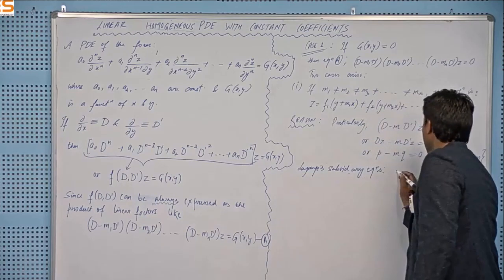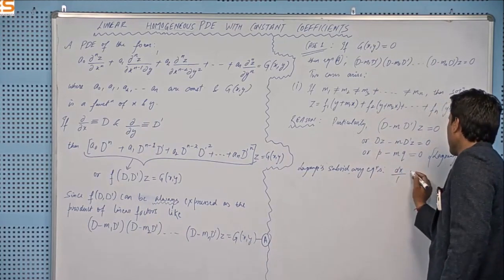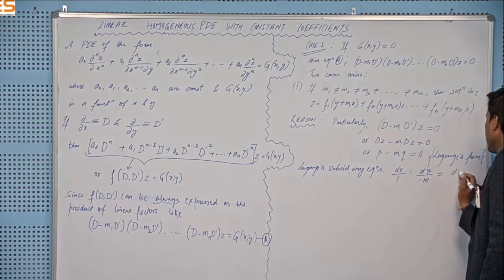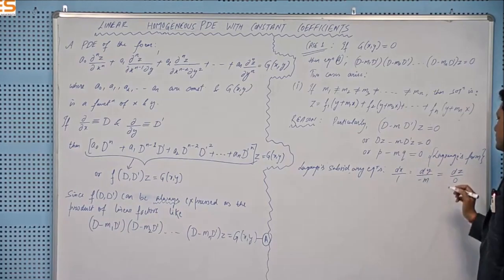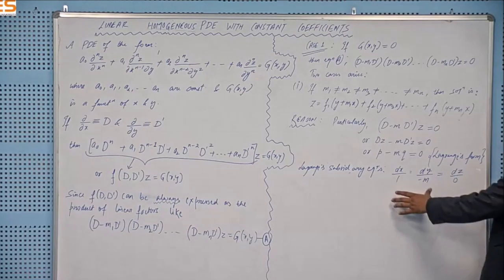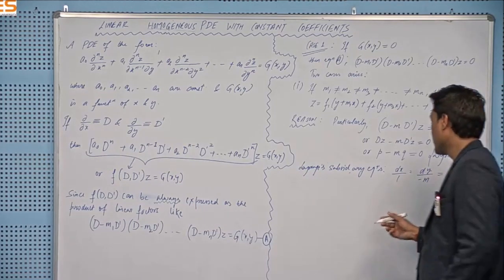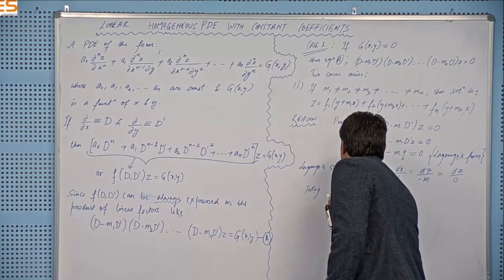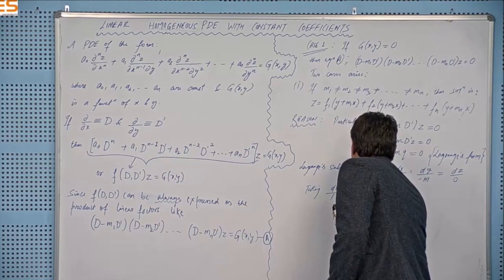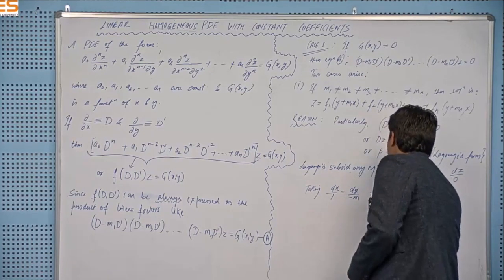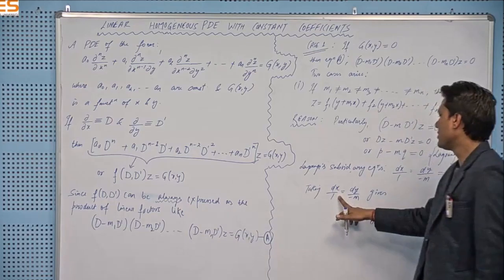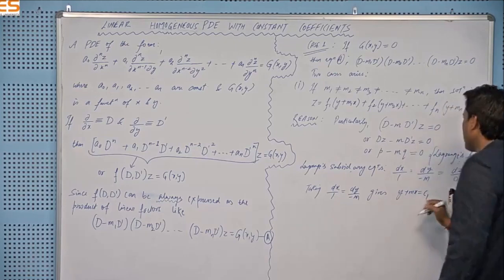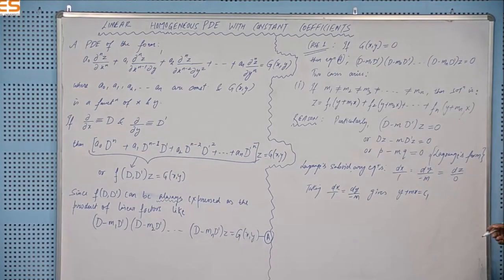equations, which are given by dx over capital P, which is 1 here, and dy over capital Q, which is minus m, and dz over 0, right? And then we take any two ratios at a time. Suppose I take the first two ratios, taking dx over 1 equal to dy over minus m. I am simplifying and integrating. I will get, I'm writing it directly, y plus mx equal to c1, and c1 is a constant of integration. That is my first relation, right?